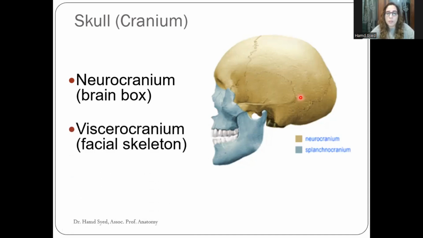Then comes the second part of the cranium, which is this part over here, highlighted in blue. This is the viscerocranium, and this is also known as splanchnocranium, which means facial skeleton. So remember, the skeleton of the face is considered to be a part of the skull.